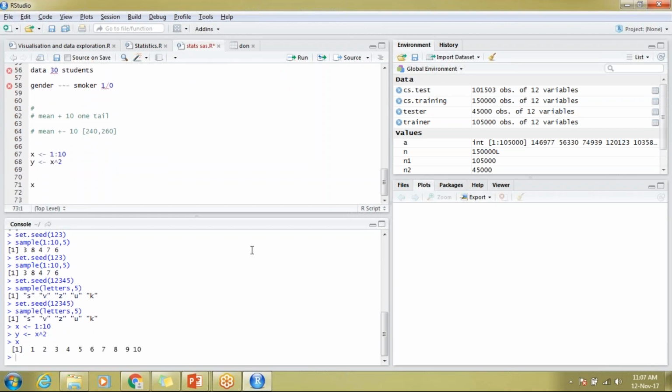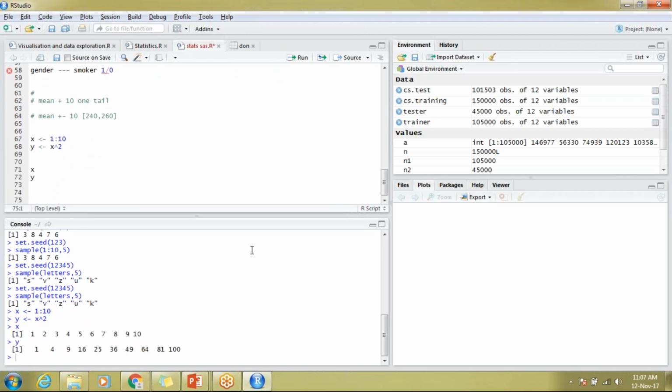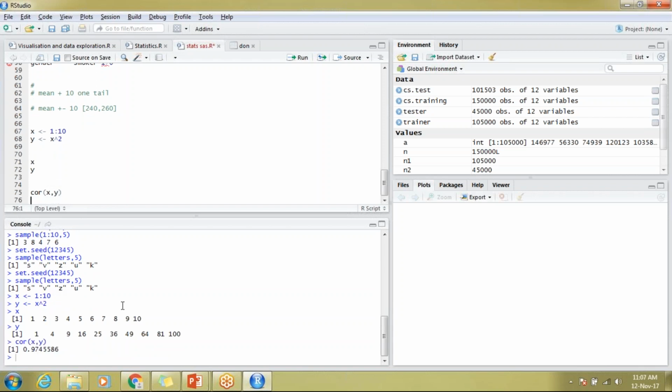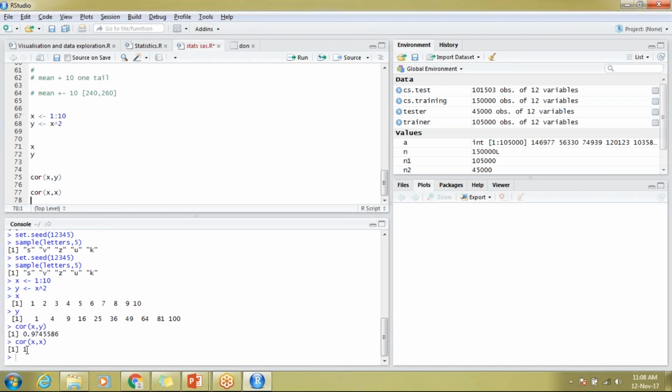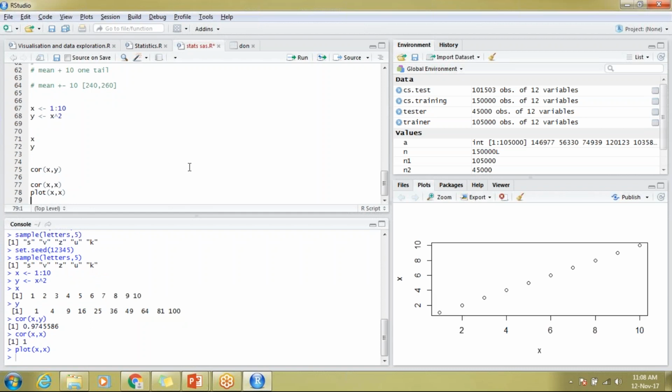So here is my x and here is my y. Now if I make a correlation of x, y, I'm getting a correlation of 97%. Now if I make a correlation of x and x, then I'm getting 1, that is 100% correlation. Both are the same, so 100% correlation means both are along the same line, or a linear curve. If I make a plot of my x, this is what I will get, a completely linear curve.